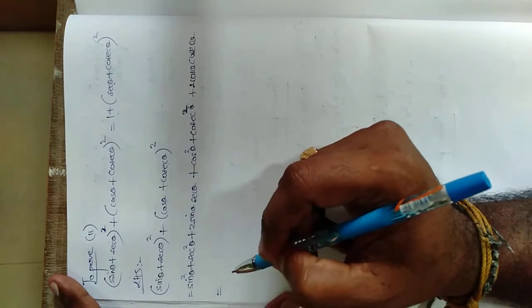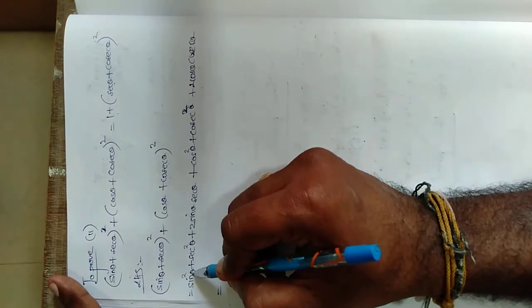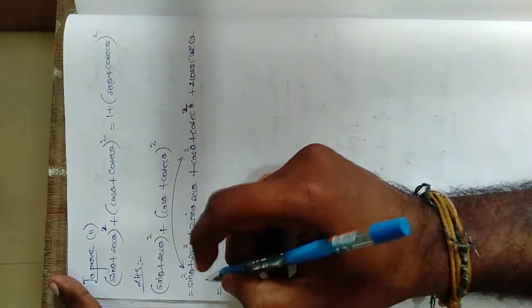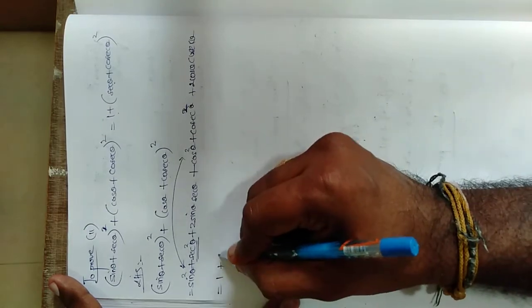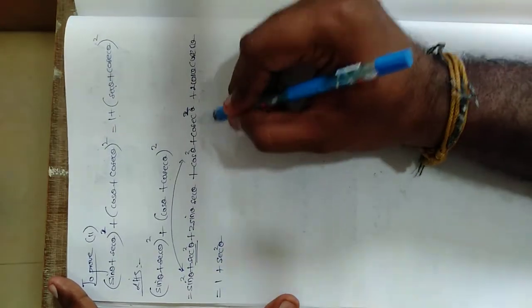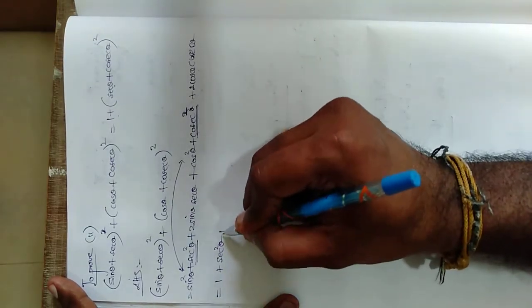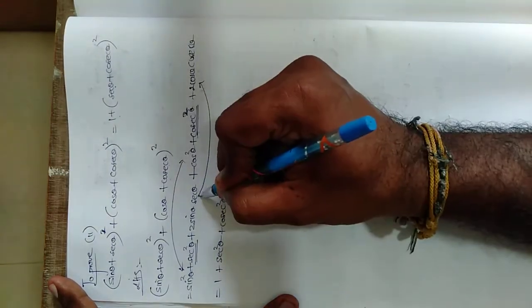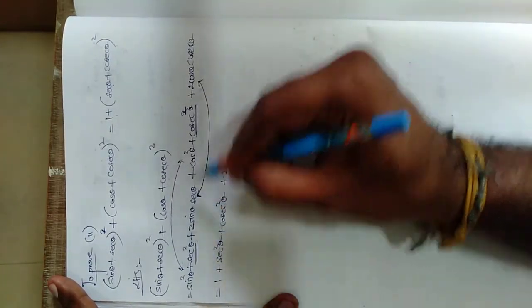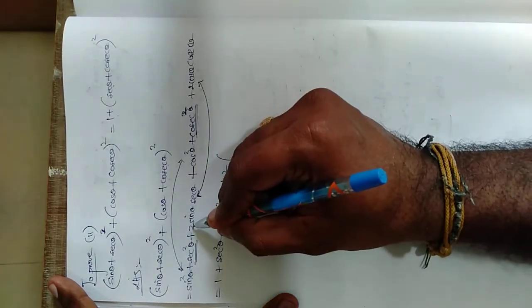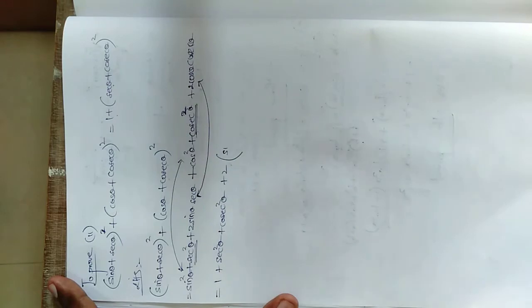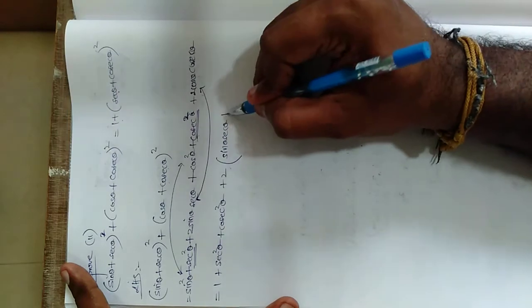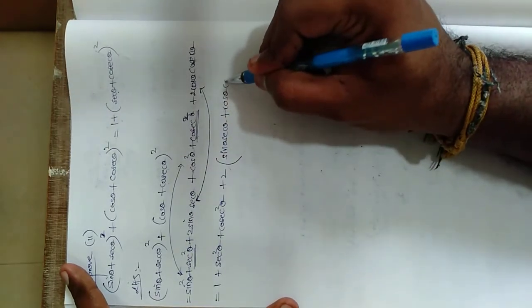Next, what am I going to do? Sin square theta plus cos square theta. What is sin square theta plus cos square theta? We know it is 1. Then what is remaining here? Secant square theta, right as it is, and cosecant square theta, right as it is. Next, for these both, which one is common? Plus 2. After opening the bracket, 2 is common: sin theta secant theta, plus cos theta cosecant theta.